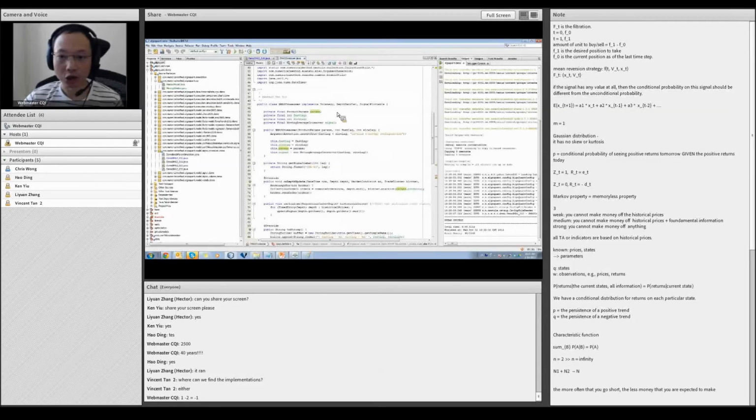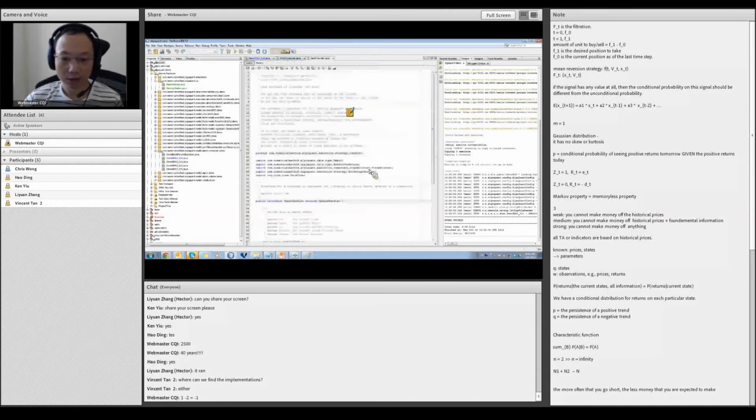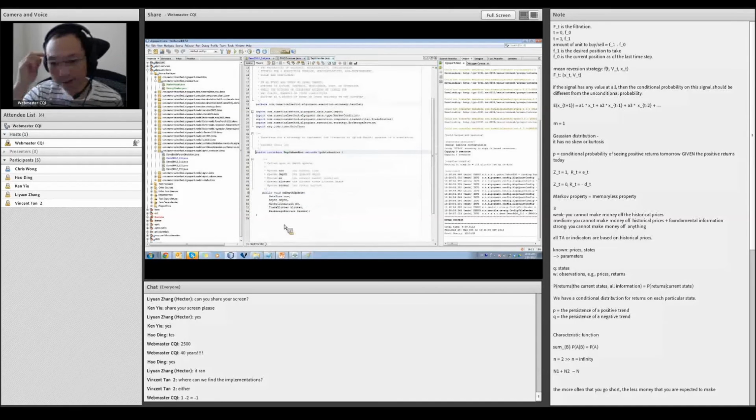You can create your own strategies. A strategy basically does two things. First of all, it keeps track of the signals. So in this case, it keeps track of two moving averages and checks the crossover. Number one. Number two, a strategy sends out orders.